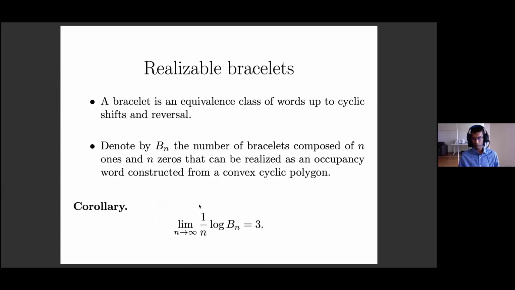So as I said at the beginning, what is really important is not just the realizable words, but the equivalence classes of words up to cyclic shifts and reversal. We call such an equivalence class a bracelet, and we want to count the number of realizable bracelets. So we fix n, the number of points, and we want to know how many realizable bracelets are there with n zeros and n ones, and we call this number Bn. When n equals 3, I showed you that there was only one realizable bracelet. So B3 equals 1. And we computed the first few values of the sequence Bn. It's in our paper. For example, B4 equals 5, B5 equals 9, I think.